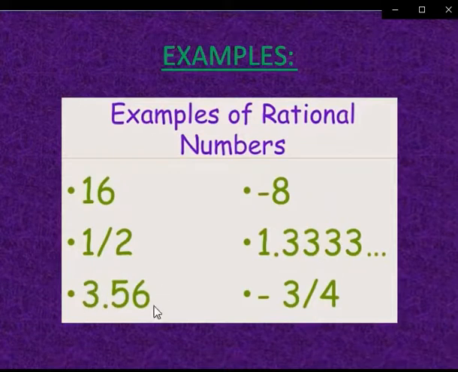1.3333, look, here we have a repeated decimal number. Here we have a terminated decimal number, that is 3.56. It's not repeated here; the decimal part is not repeated. Here we have negative 3 over 4. Again, it's a fraction, a rational number, because we can rewrite it with the numerator 3 and the denominator 4.